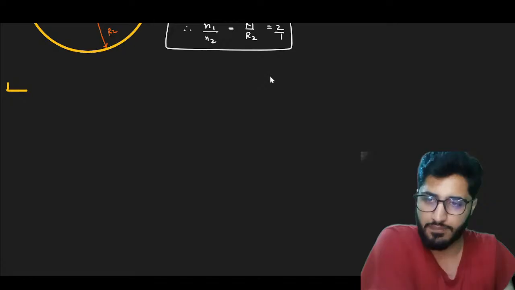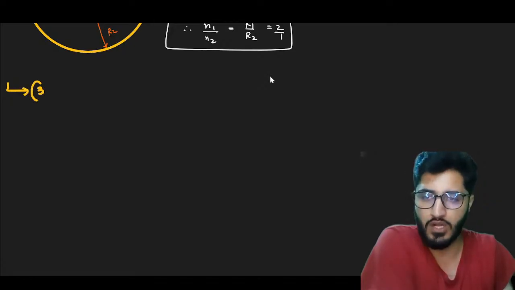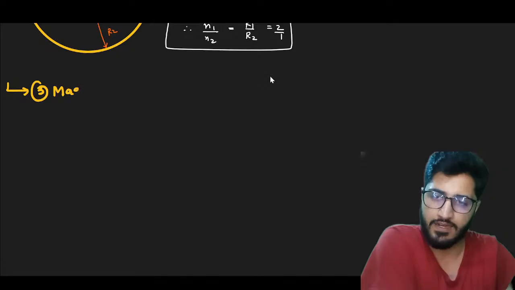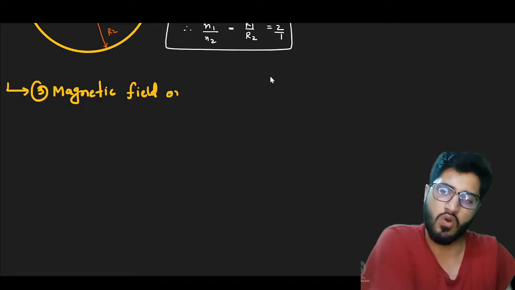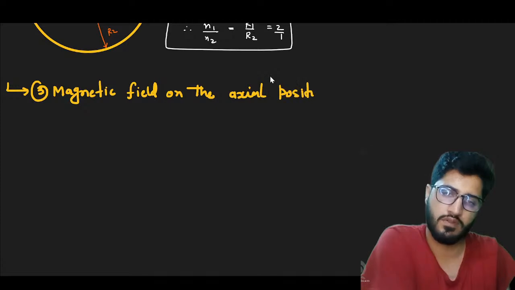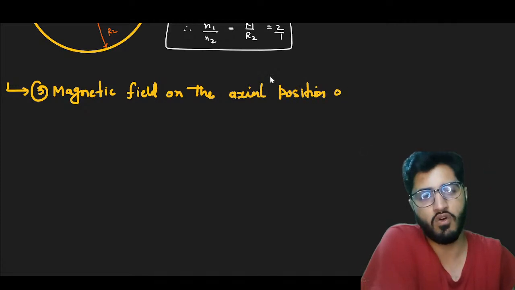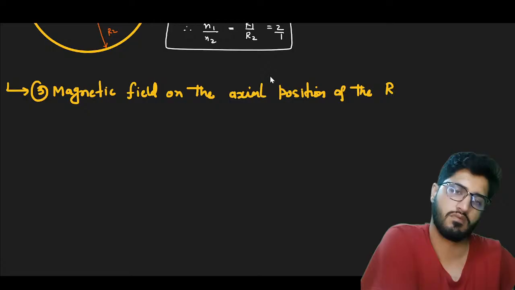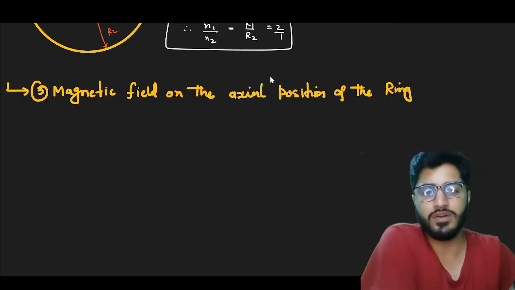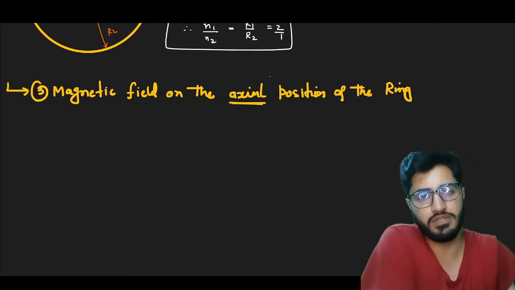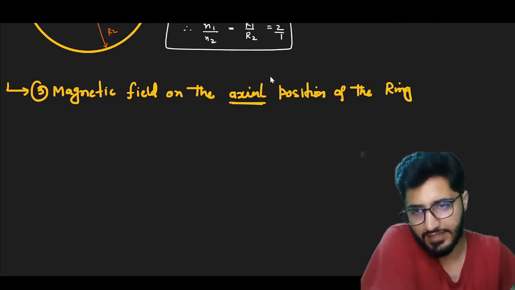So the next application, I guess the third application of Biot-Savart Law, is the magnetic field on the axial position of the ring. So what is axial position? Axial position means, suppose we have a ring like this. Now look, it is my ring.